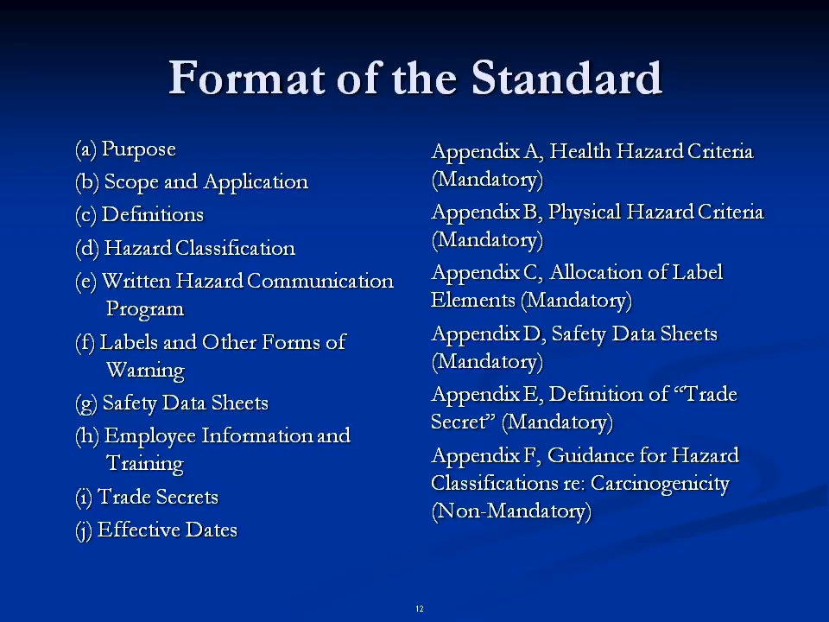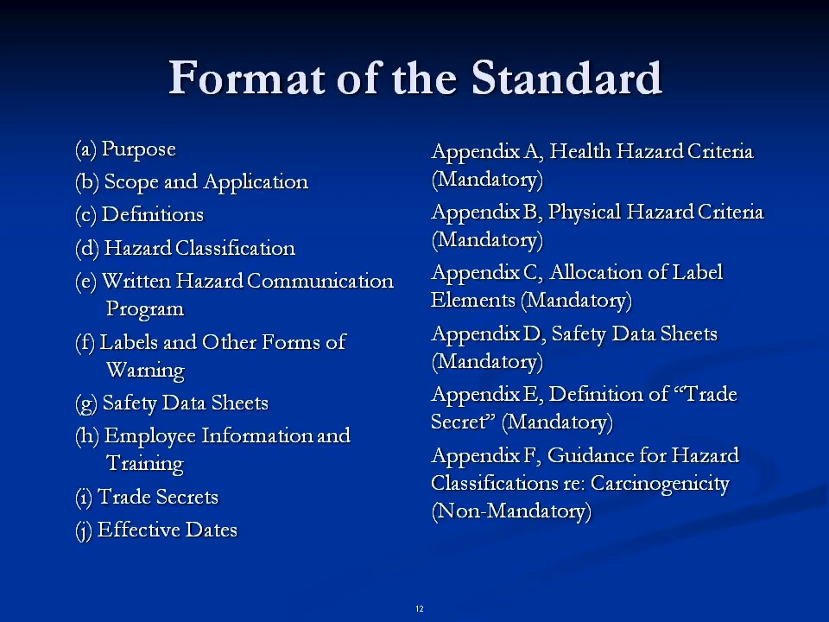Appendix C is extremely important because based on the classification, then that defines what appears on the label. So the allocation of label elements is in Appendix C. So if you have classified your product as a flammable liquid Category 2, you go to Appendix C of the standard to see what needs to be on the label to communicate that hazard to your downstream users.